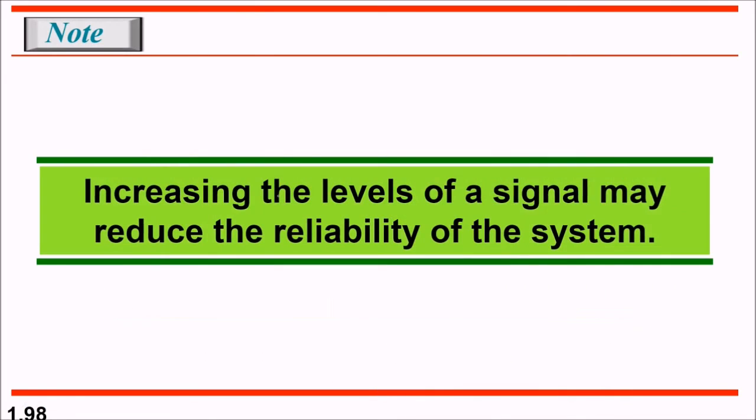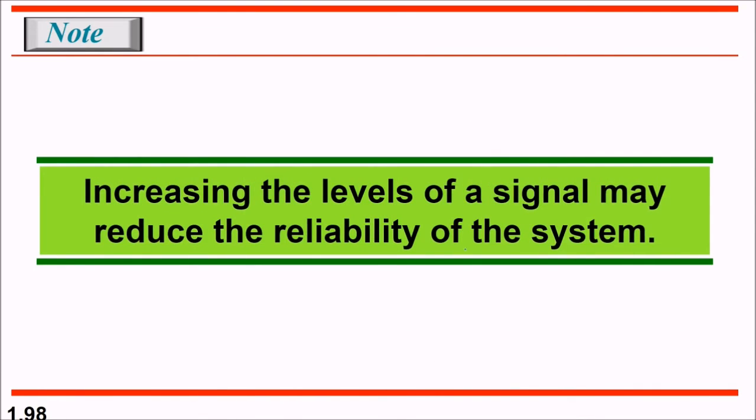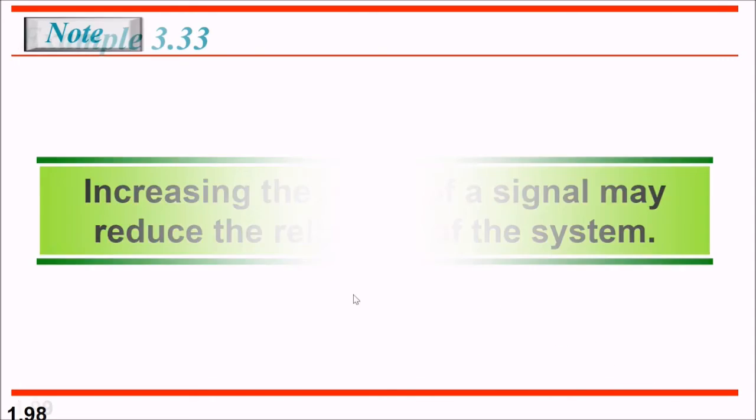So bitrate is given by this formula, and this is the noiseless channel form. As we saw, this is L, which is the level. Increasing the level of a signal may reduce the reliability of the system. You can increase the level, no problem, because you'll get higher values, so the bitrate will be higher. But if you increase the level, the reliability will drop and the errors will be higher.